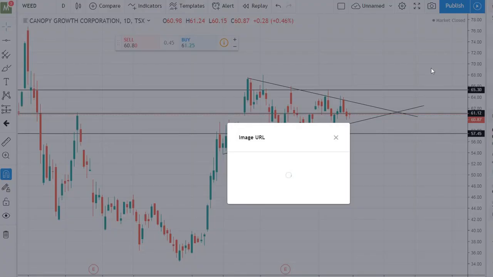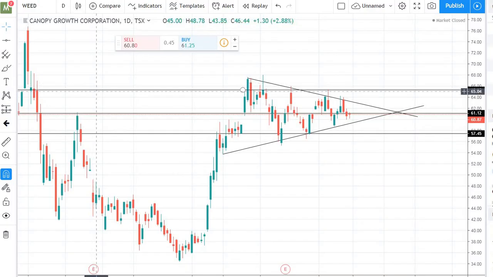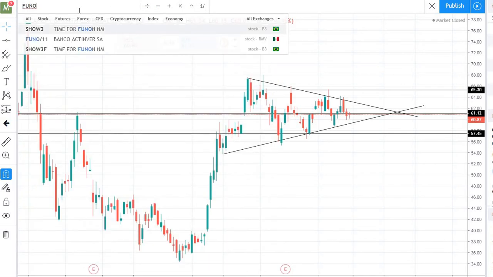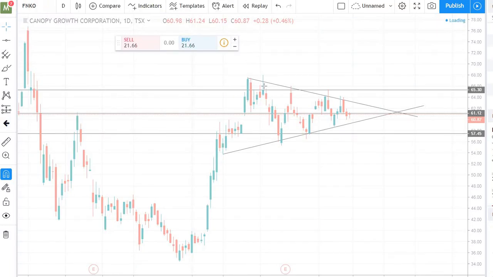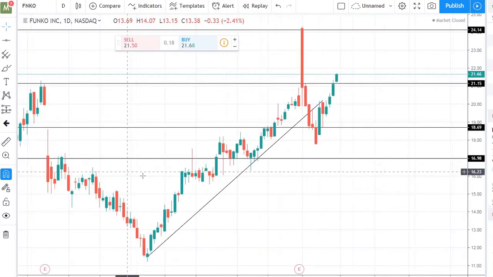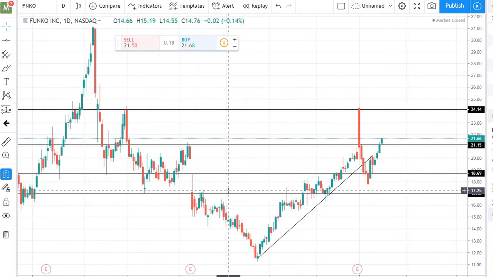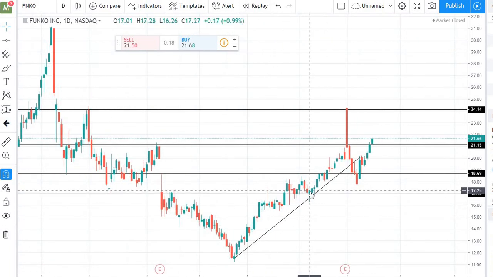So I'm going to post this in the group here. And then Antonio requested FUNKO, so we'll go over that one here. And then I promised Andy that I would go over Ian on here. Oh, weirdly enough, I already had this one charted from before. I charted this back in February, I think.